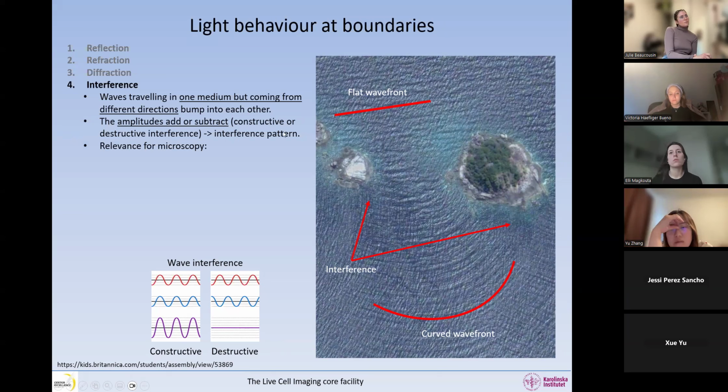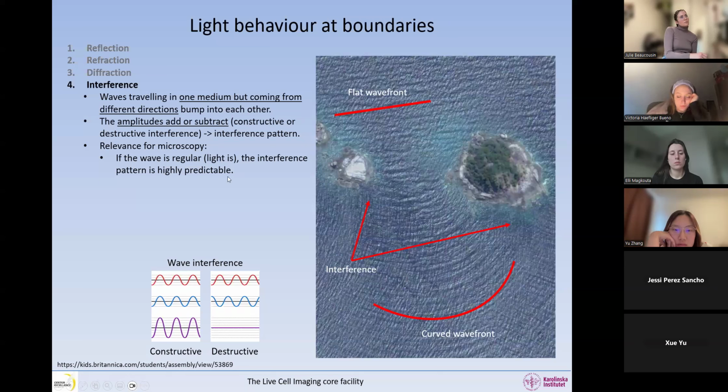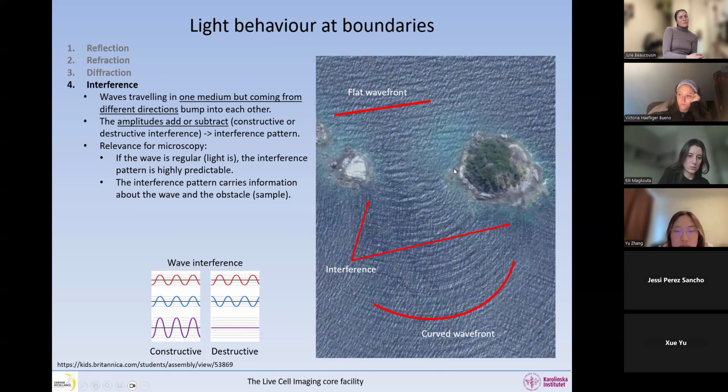And why is that relevant for us? If the wave is regular, so these are not regular because they are formed and influenced by the winds, but if the wave is regular, and light is a very, very regular wave, the interference pattern is highly predictable. And the interference pattern carries information about the objects that the light is encountering. So the size of the object, the shape of the object, etc. So in our case, when light is bumping into everything, we get an interference pattern that tells us something about our sample.